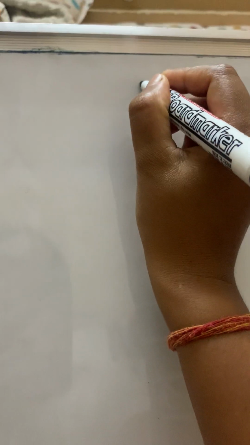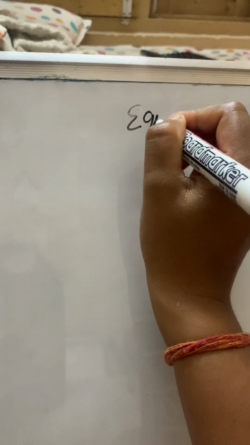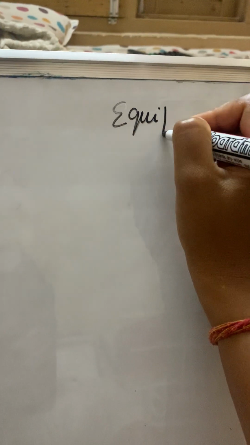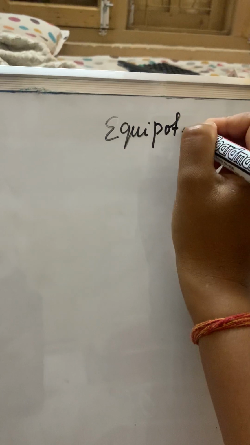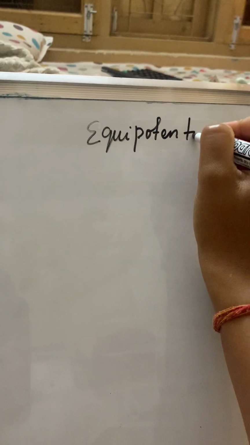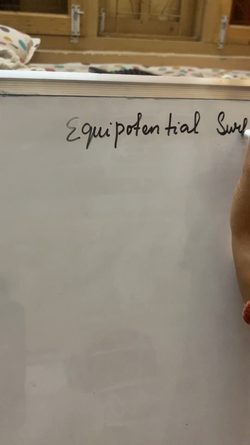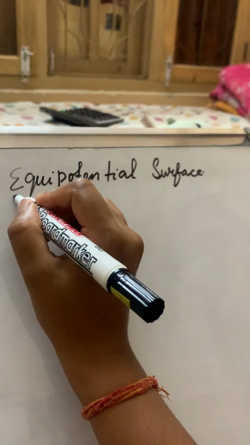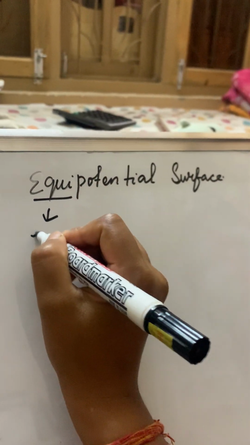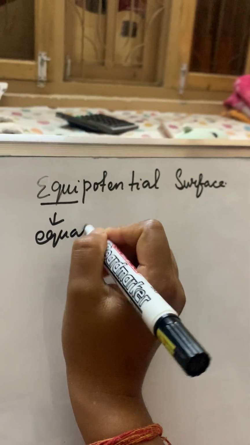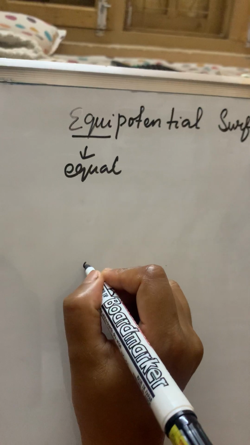Hello students, today we will be doing a very interesting topic which is very important from the exam point of view, which is equipotential surface. Equi means what? Equal, right? Equal potential surface.